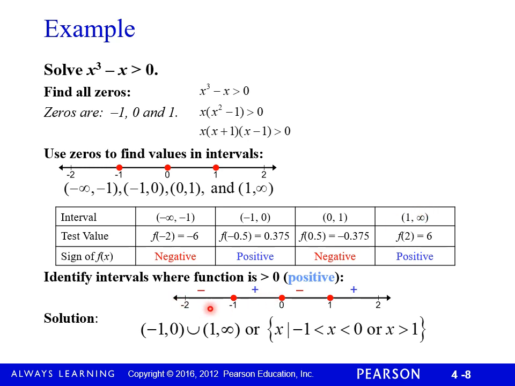That's documenting where it's positive: between -1 and 0, parenthesis -1 comma 0, and then of course parenthesis 1 comma positive infinity parenthesis. All right. In set notation, it's x such that -1 is less than x, which is less than 0, or x is greater than 1. Okay.